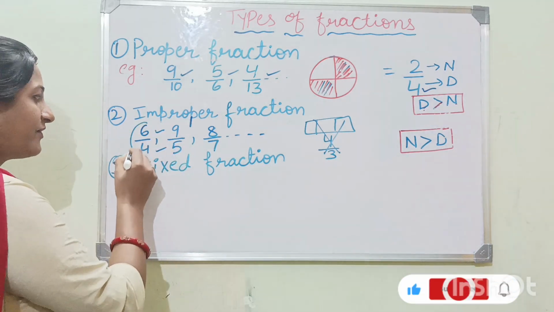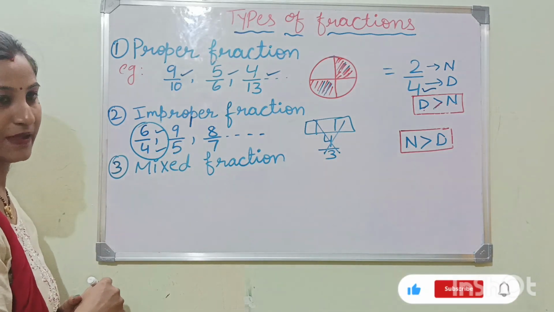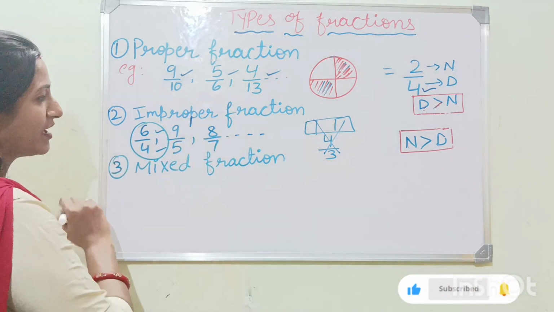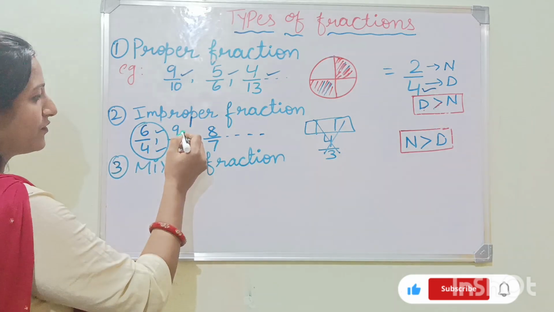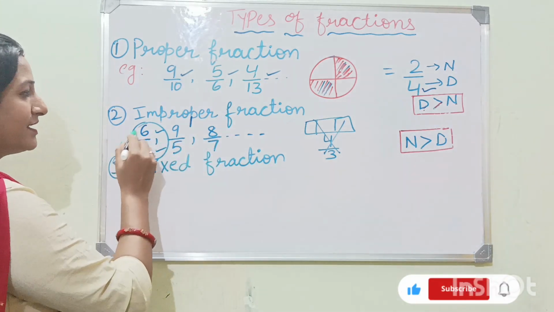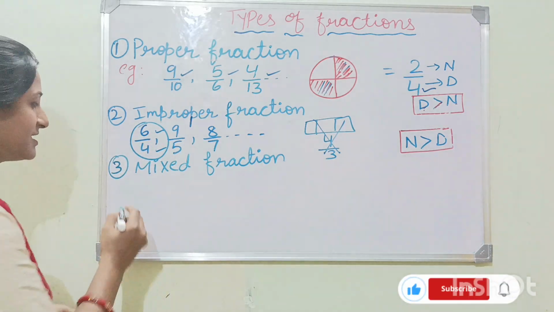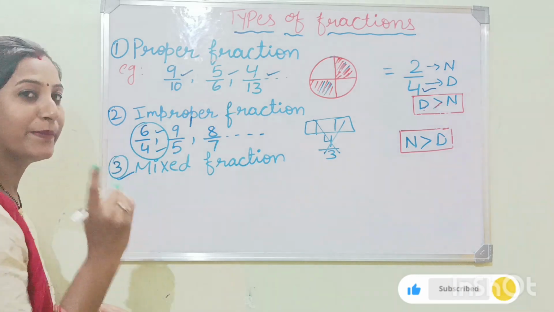These improper fractions we have to convert into mixed fractions. So these are all examples of improper fractions: 6 by 4, 9 by 5, 8 by 7. Now we'll convert these improper fractions into mixed fractions. This is what our third fraction is, the mixed fraction.